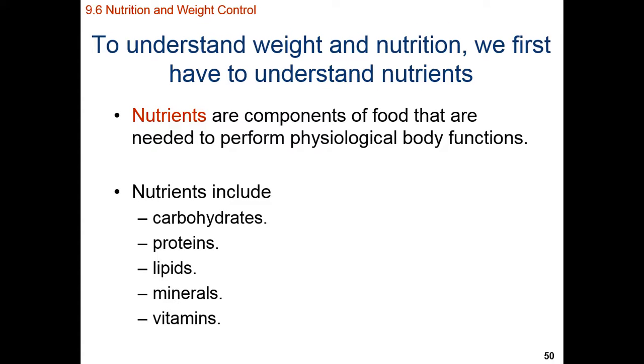To understand how to best lose weight and manage weight, we first need to understand what nutrients are. A nutrient is any component of a food that performs a physiological function. And there are many kinds of nutrients. Generally speaking, it's better to have more nutrients than less nutrients, as long as we have the right kinds of nutrients. We have carbs, proteins, and lipids as the energy-yielding macro nutrients, and then we'll have minerals and vitamins as the non-energy yielding accessory nutrients.